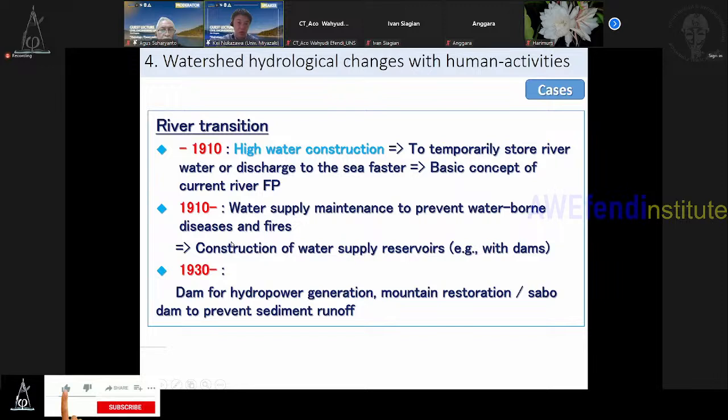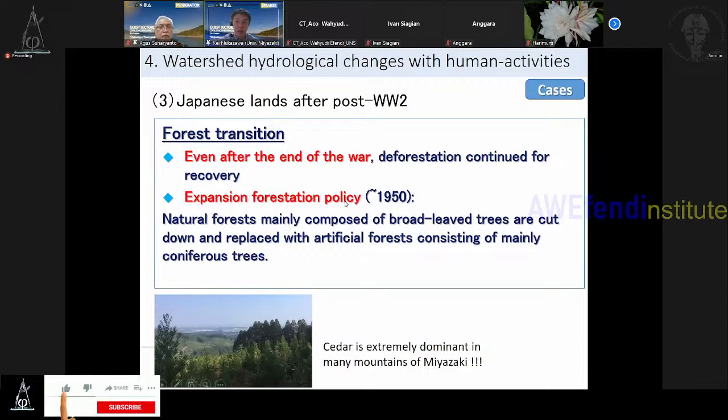Because of such demands, the construction of water supply reservoirs increased in this age. That means many dams were constructed in that age. And also after 1930, many dams for diverse purposes were constructed, like dams for hydropower generation, and check dams, which I explained.